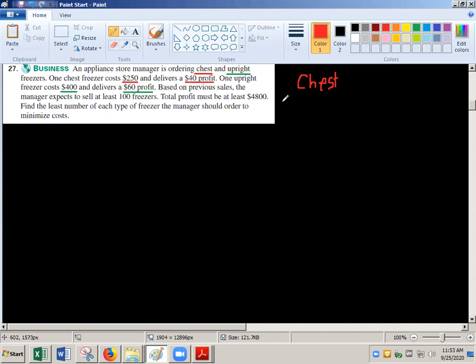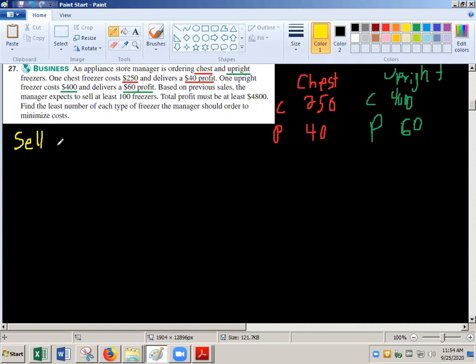We have chest, the cost, and the profit. So the cost is $250, profit is $40. We have upright, and my handwriting is phenomenal. Cost here is $400. Profit is, whoops, that's not very good, 400, but there we go. Profit is $60.